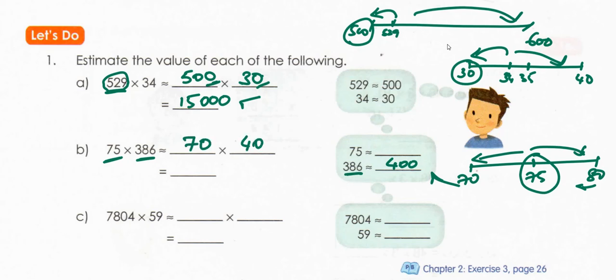This is your 400. Then 7 fours are how much? 28. And you have how many zeros? 3 zeros. Keep the 3 zeros. Enough. Then this is your 1000 scale.